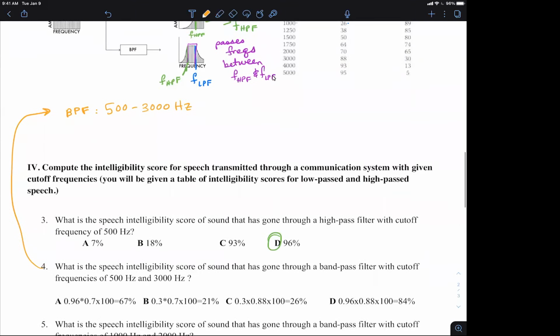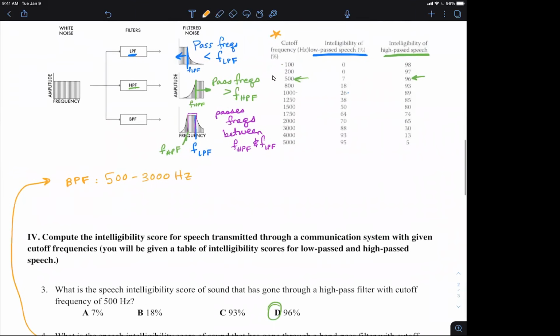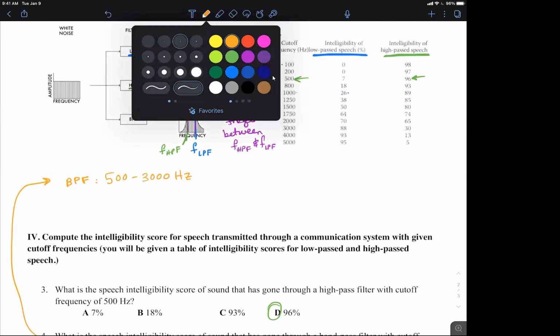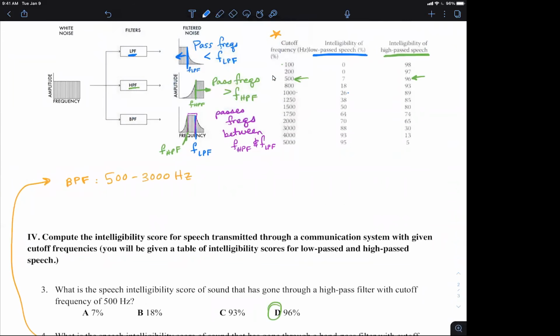Now, the trickiest thing is to identify which of those frequencies goes with the low pass and which goes with the high pass. So the higher of the frequencies in the band pass is the cutoff for the low pass filter because it's passing things below 3,000 hertz. And the lower frequency in the band pass is the high pass filter because it's passing things above 500 hertz.